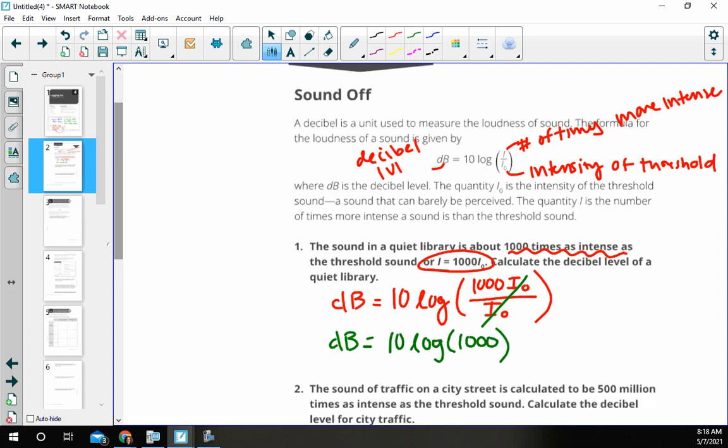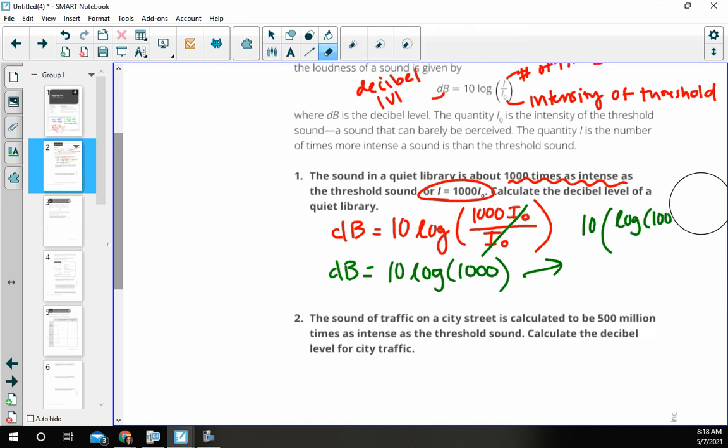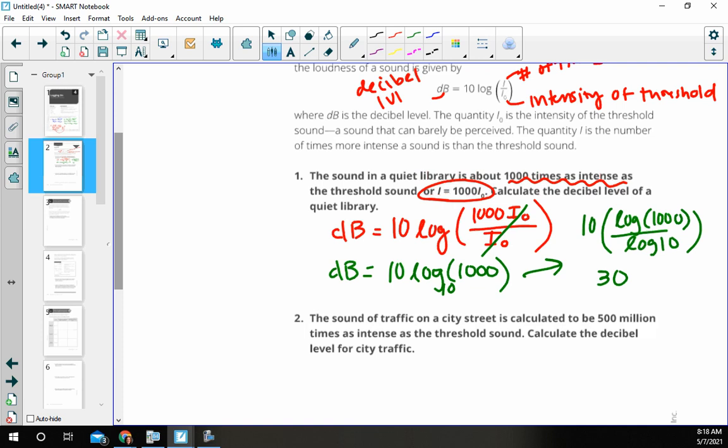Okay, so we can go ahead and type this into our calculator then. So if you're using change of base, you have that 10 in the front. All right, so I would have log of 1,000 divided by log of 10, because remember there is a base 10 that we don't see. Okay, so you would go ahead and type this in your calculator, and we should get 30. If you have that math log base button, you can also get the decibel level to be 30 as well.